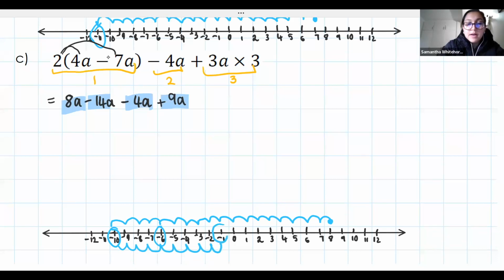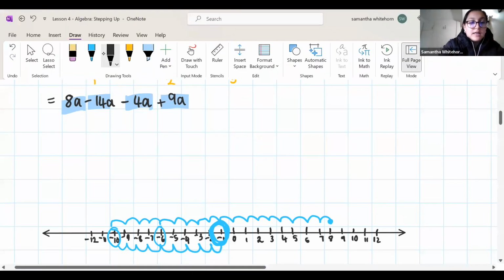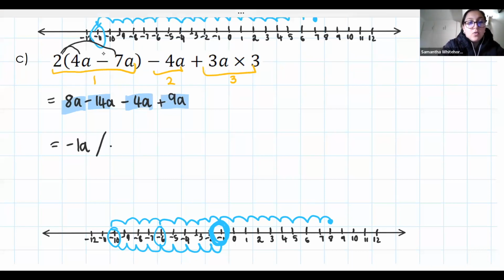So I headed back up my number line. And this is where I stop at negative 1. So my answer here is negative 1a, or if you just wrote negative a, absolutely fine, no problem. Both are acceptable.